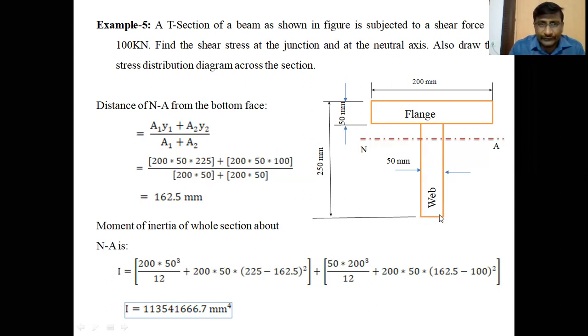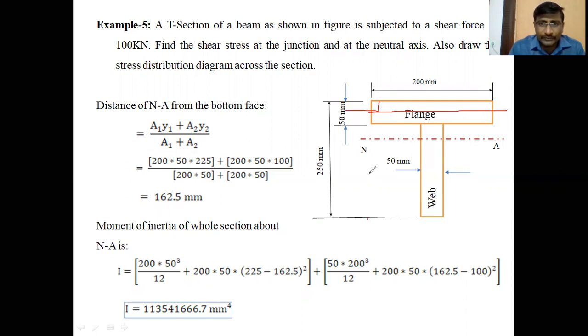This is A2. So what is Y1? Y1 is the center of gravity of the flange from the bottom face. We are calculating the distance of the neutral axis from the bottom face, so you should take Y1 from the bottom face itself. So from the bottom face, the center of gravity of the flange. The center of gravity of the flange is the center of the flange, which from the top surface is 25 mm distance.